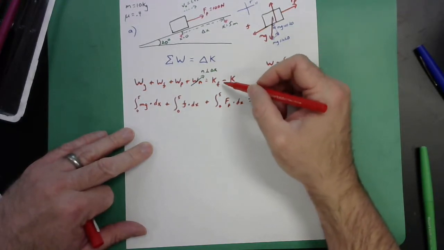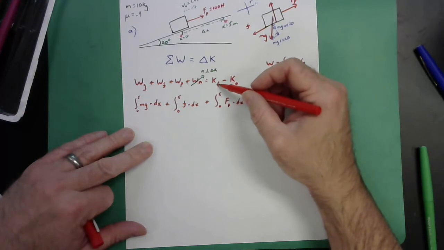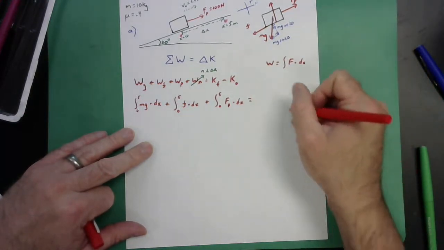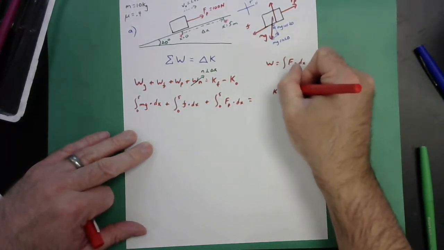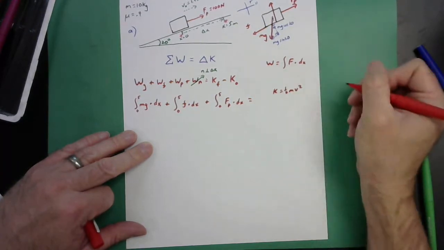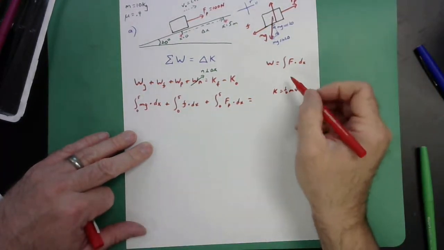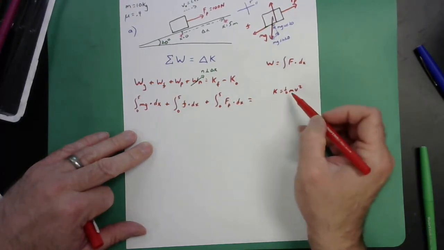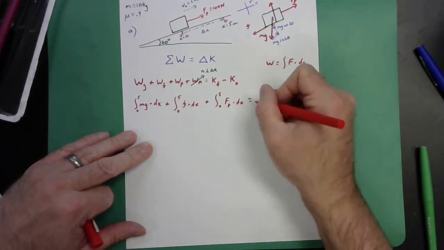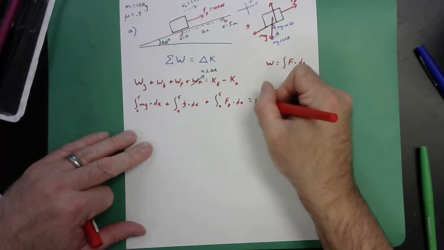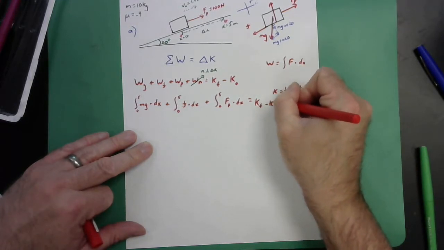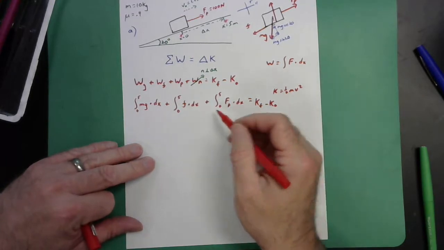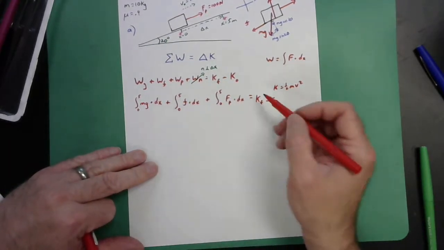if I wanted to, I could plug in 1/2 mv final squared, use that kinetic energy formula. That kinetic energy is 1/2 mv squared, right? And substitute that in here, using the final velocity for this term and the initial velocity for this term. I'm going to come back and do that later. There's no rush. I'm going to have to do a bunch of calculations here first. So let's go through each of these terms.